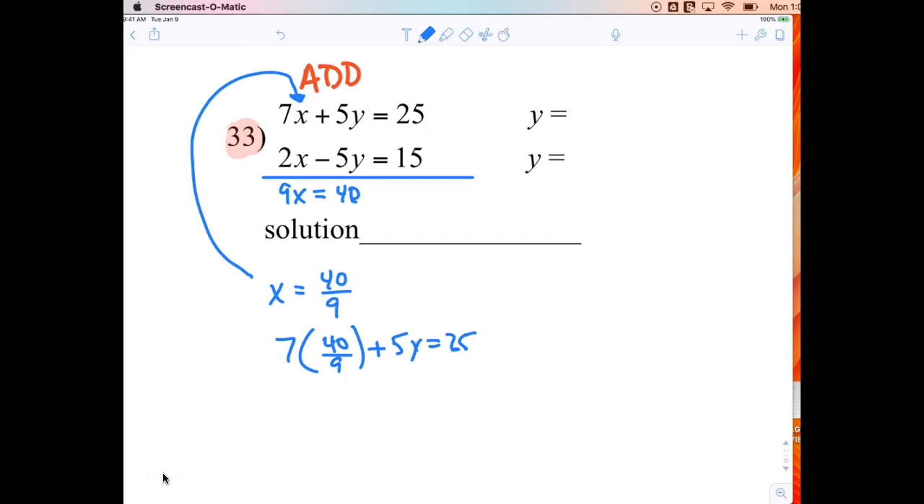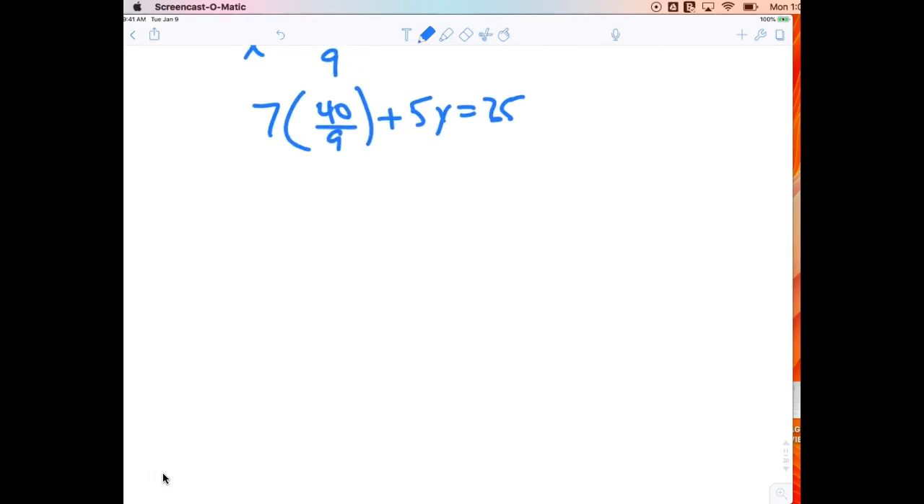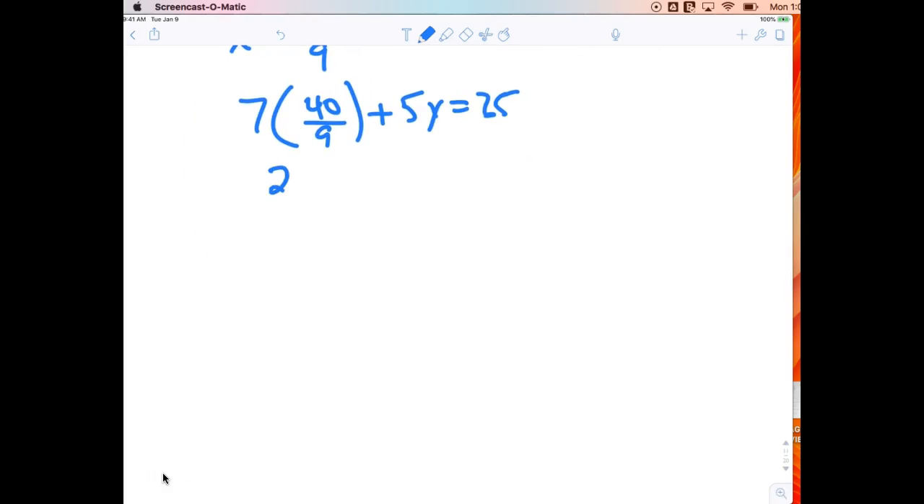Now on your calculator you could do 7 times 40 over 9, but everybody in here should just be able to tell me 7 times 4 is 28. So it'd be 280 over 9 plus 5y equals 25. If you didn't know that though, think about it for a second. 7 times 40 is 280 over 9. Again, if that's a problem, just type in on your calculator 7 times 40 divided by 9, and then hit math, enter, enter, and it'll convert it to 280 over 9.